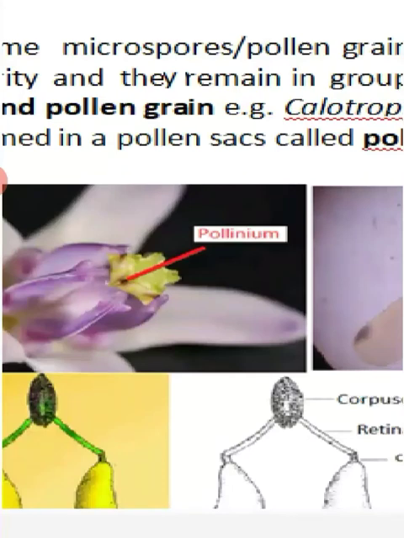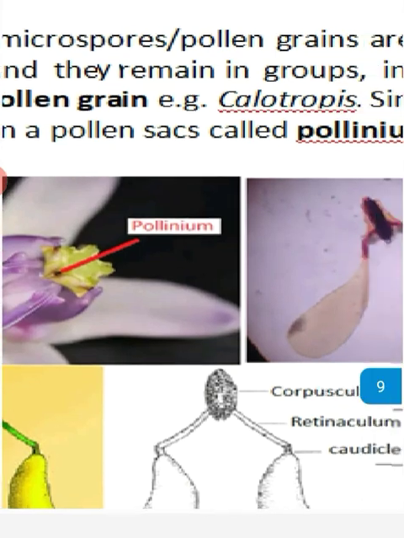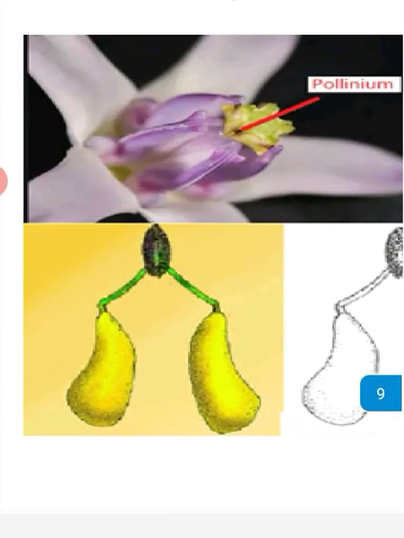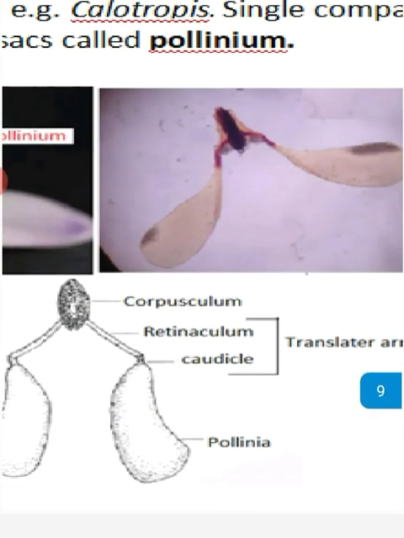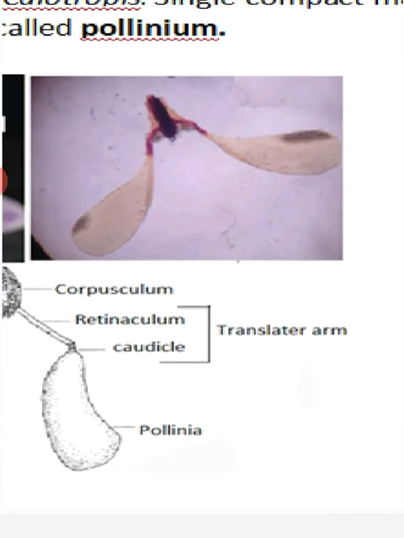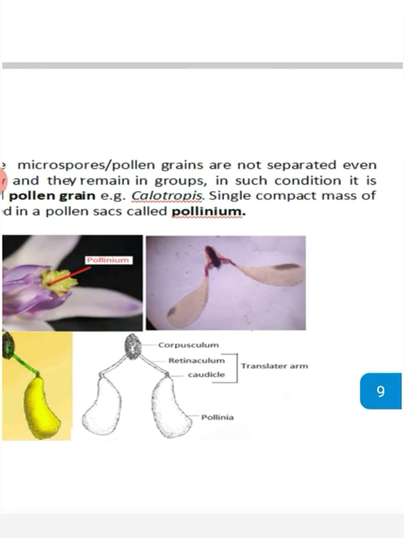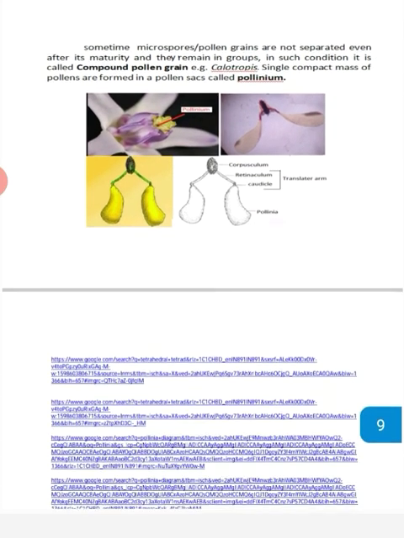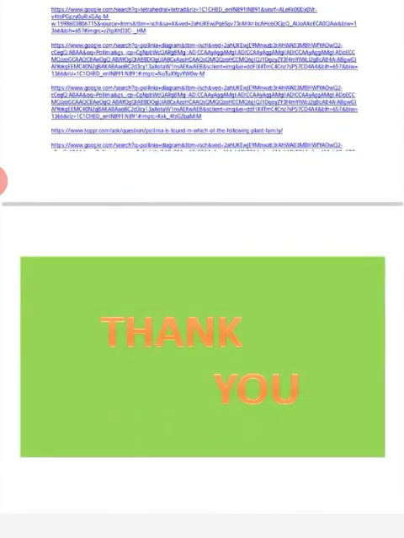Look here, the pentagonal stigma is there, and at the four corners there are the pollinia. Single pollinium is enlarged here. Here also a single pollinium, and these are the corpusculum, that means the attachment, then the retinaculum, caudicle, that is the translator arm, and the pollinium, which is actually the pollen bag. So this is the exceptional case, and the example is Calotropis. Thank you.